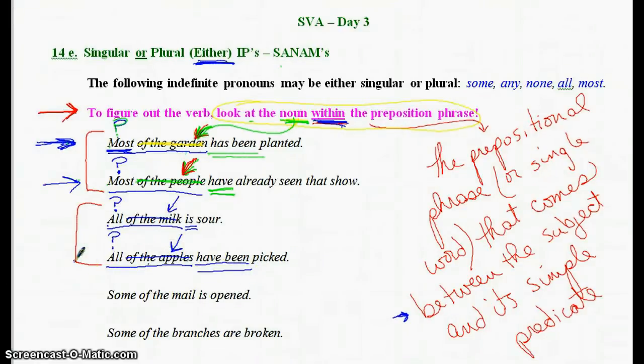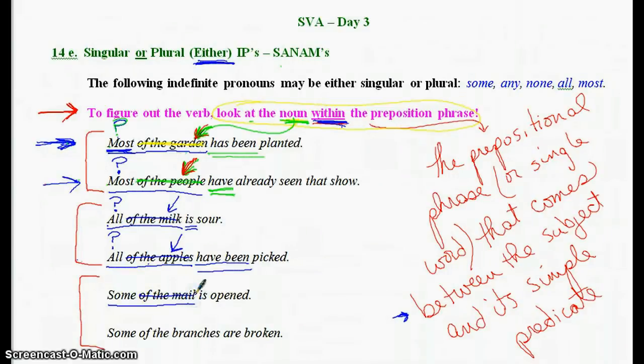And once again, the synonym is the same, but in the first example, we have the singular milk. The milk is sour. And in the second, we have the apples. It's plural. The apples have been picked. And we can continue with the next synonym, some. Some of the mail is opened.